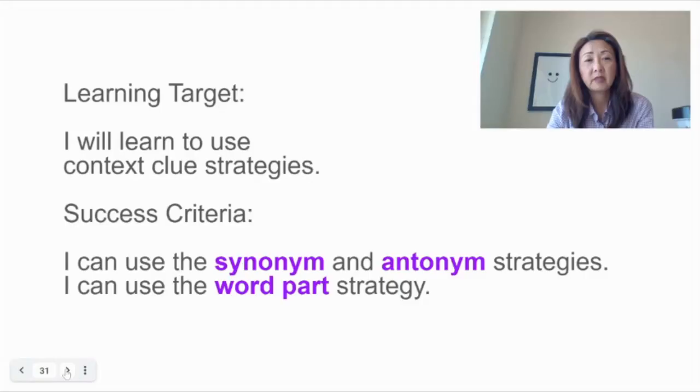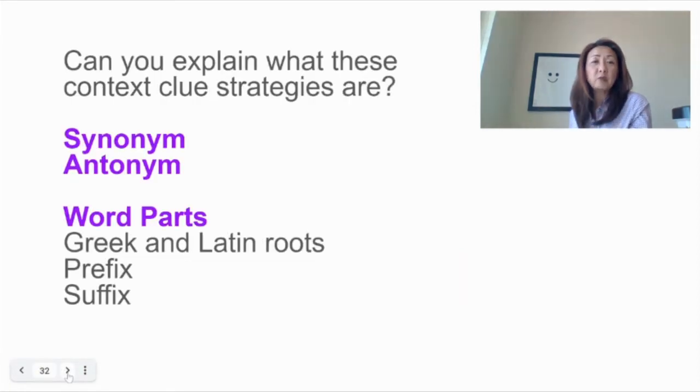Geography. Well, let's go back and revisit our learning target once again to see how we did today. Our learning target was I would learn to use context clue strategies, and our success criteria was that we will learn and be able to use the synonym and antonym strategies. And also I can use the word part strategy. So we learned these three different strategies today. Well, can you explain what these context clue strategies are?